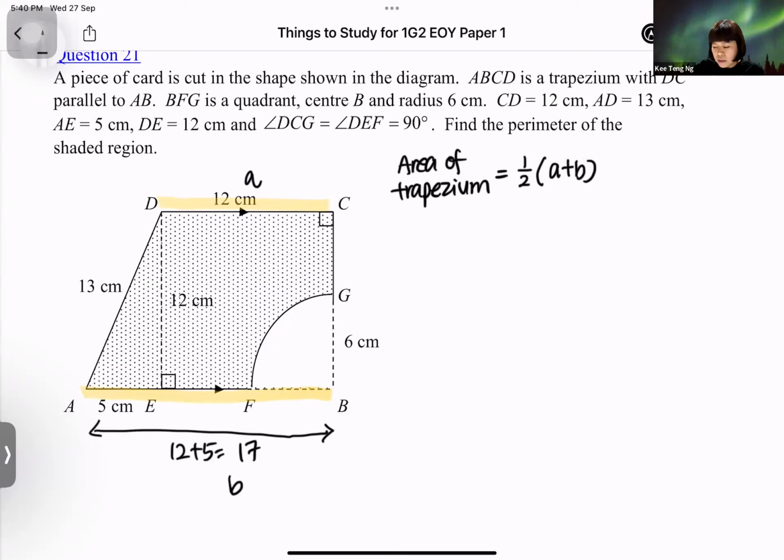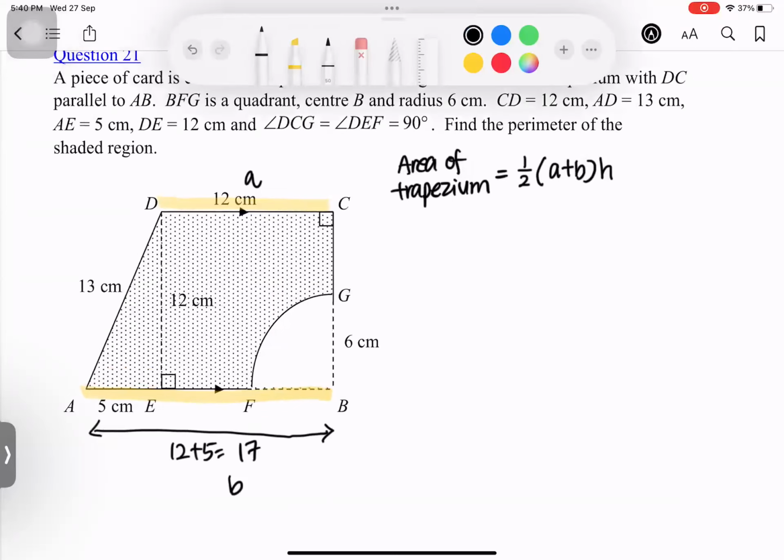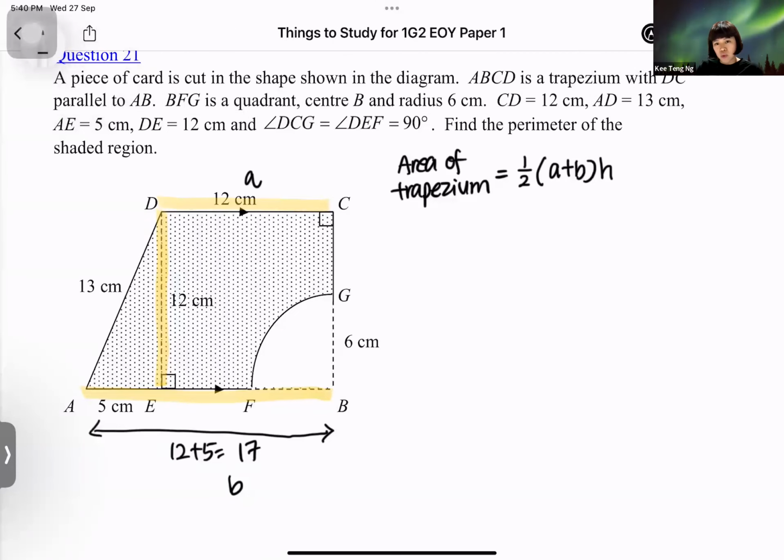So half of A plus B times the perpendicular height. What is my perpendicular height? Yes, the perpendicular height is here, 12 cm. So for the area of my trapezium, maybe I will find it later. I just write down the formula.